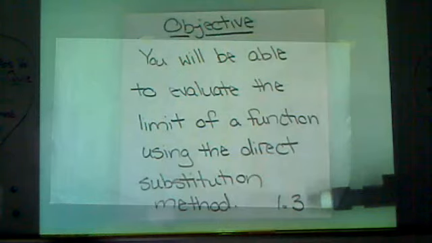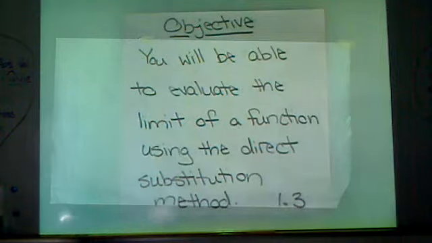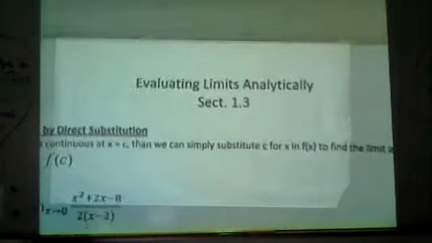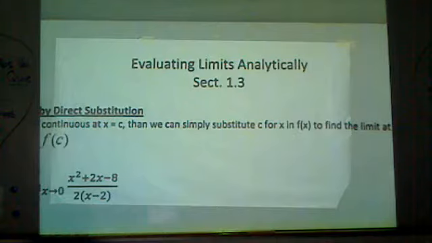Today, you will be able to evaluate the limit of a function using the direct substitution method. This is Chapter 1, Section 3. We call this in calculus evaluating limits analytically.